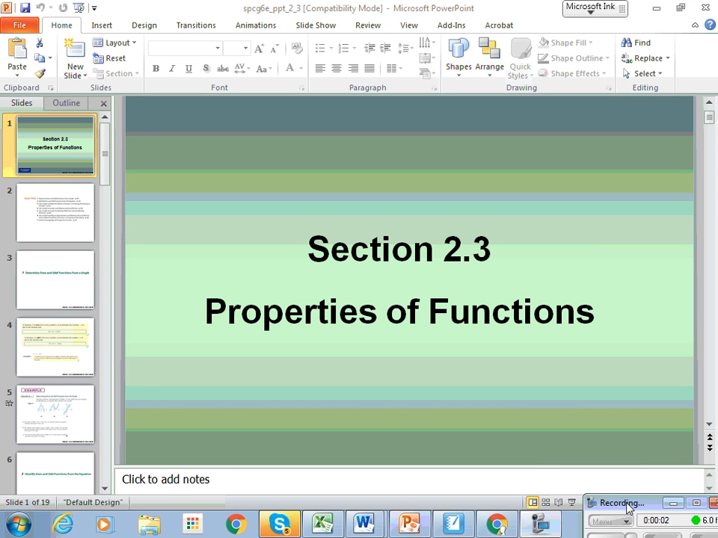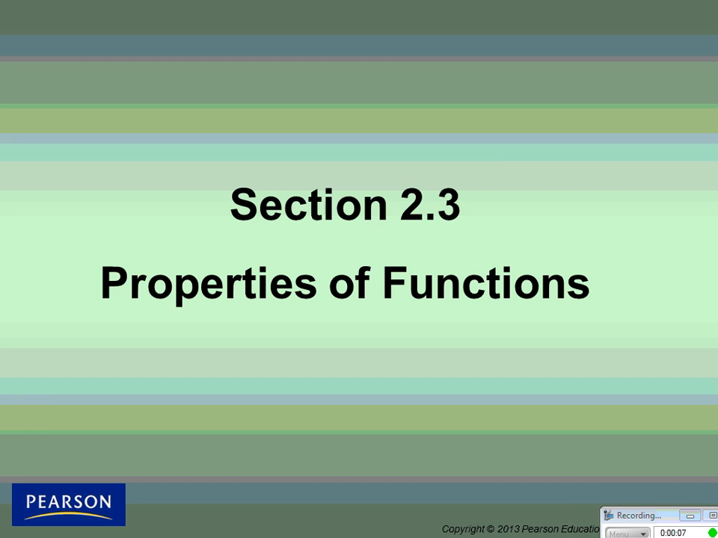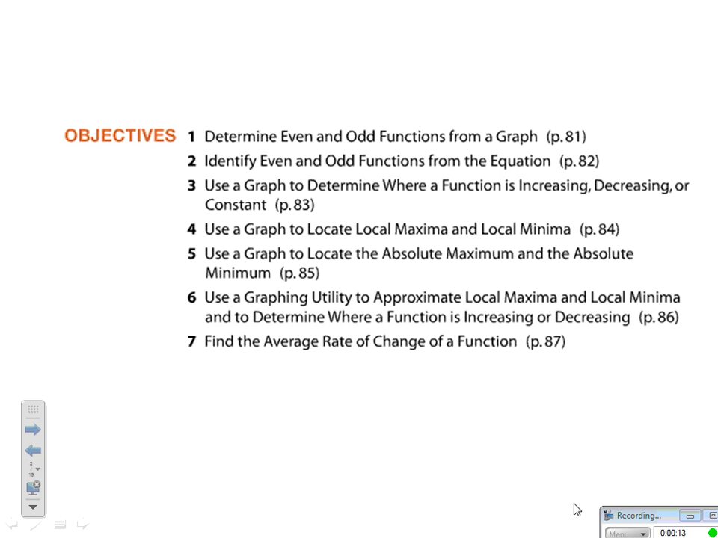All right, so this is section 2.3. It's called Properties of Functions. We have 7 learning objectives. You don't have to write them all down now. We'll write them down as we hit each one.